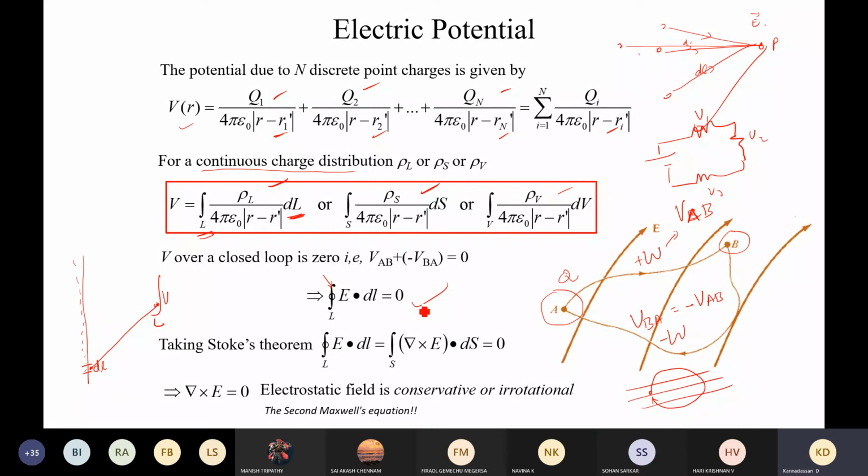And so this is an important result we are seeing here. And now we are going to apply the Stokes theorem.